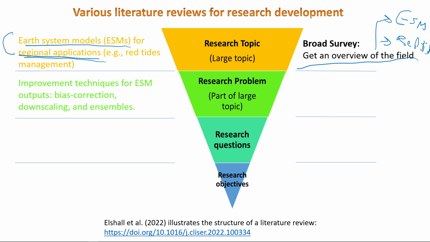What we want to study is that this Earth system model has outputs. We will be using some of these outputs to study red tides. Now, my research problem is, how can I take these outputs and improve them to be able to use them to study red tide? So the research problem is how to improve the output of Earth system models. There are different ways of doing this. You can do bias correction, you can do downscaling, or you can do ensemble. The main focus of this research is the ensemble method.